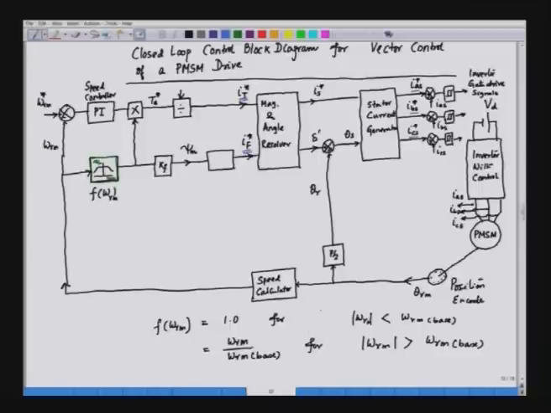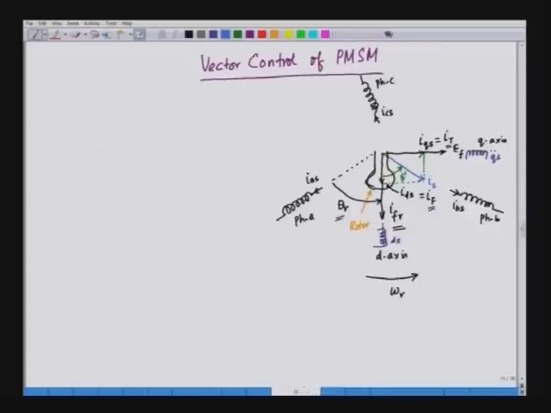In fact, we do this in two stages. First of all, we have two orthogonal components. I t and I f are mutually orthogonal to each other. I t is in the q axis, I f is in the d axis. So, we convert these orthogonal components in the rectangular coordinate into polar coordinate. So, this I f and I t are transformed into I s and delta prime. I s is the stator current, and delta prime is the angle between the d axis and the current vector, that is I s.